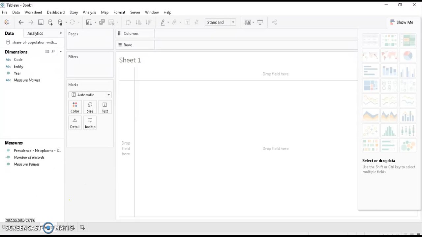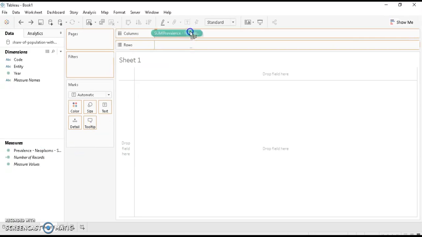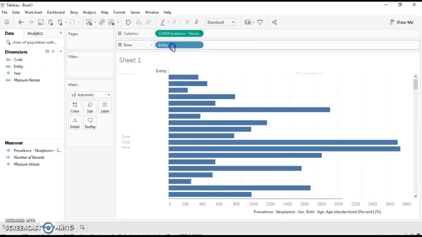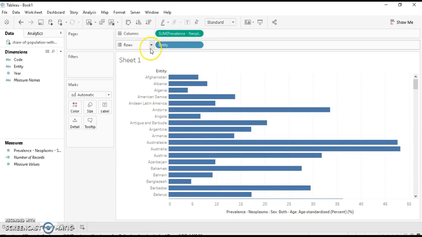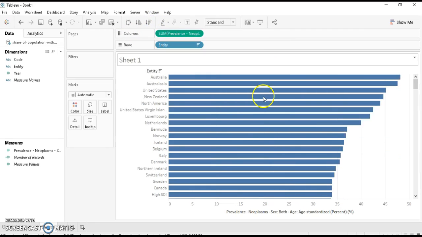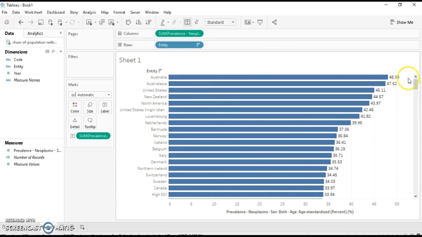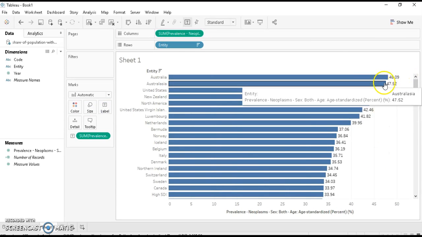And now comes the fun part where I pick up and drop the fields that I want. I'm going to take prevalence and place it into columns. I'm going to take entity and place it into rows. Now I have all the countries here, but I want to sort it from highest to lowest. So I'm going to press the sort button here. And next I'm going to take prevalence and place it into label because I want to know what the amounts were for each country. And here we get it. Once we press that, we see it here.